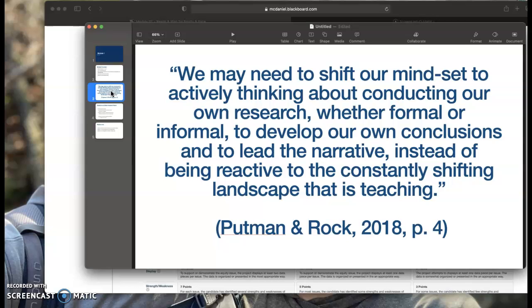It's not enough just to react to what our administrators tell us. It's not enough just to react to simple changes in this constantly swinging pendulum, as the authors talk about, of education. But looking at the data that we have in front of us, looking at our students, really taking a dive into what's helping our students, conducting our own research, and then leading with that.